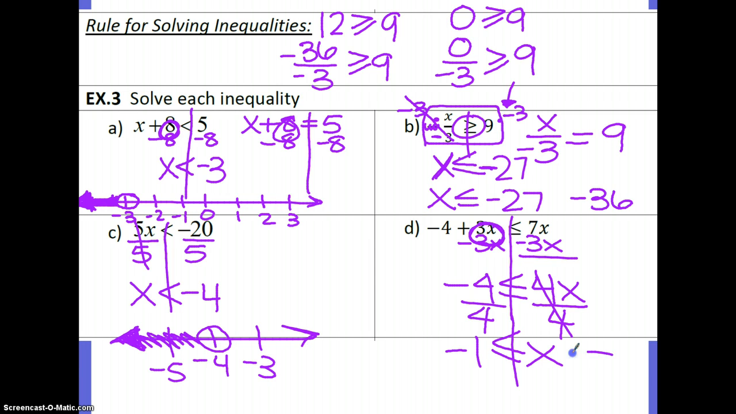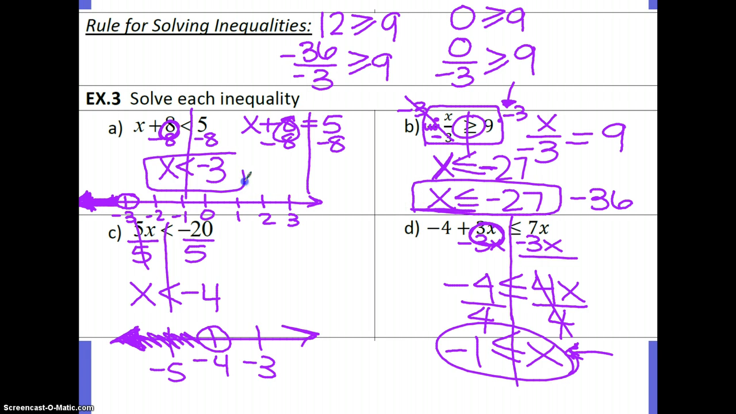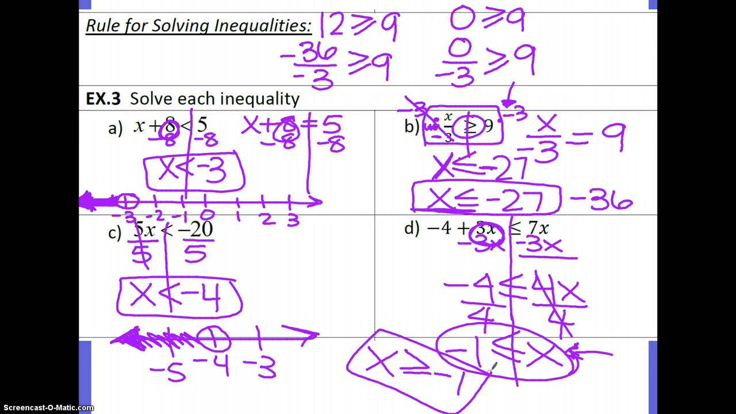Now, do you notice that x is on the wrong side? So I do actually have to flip this around so that the x comes first like it did on all the rest of them. Notice x is what you see first. So if I flip the whole thing over, x, I flip the sign. So the alligator is still eating the x, and negative 1. So x is greater than or equal to negative 1.